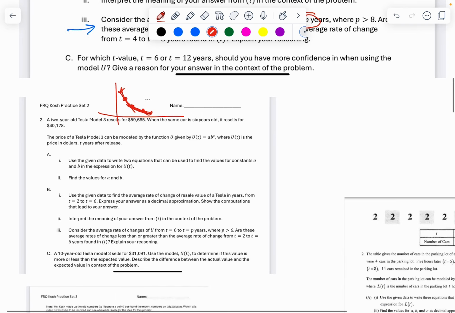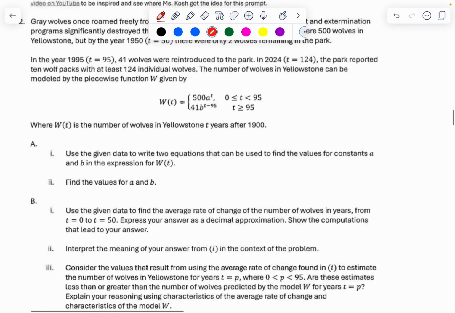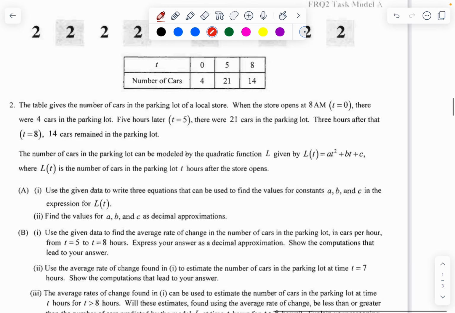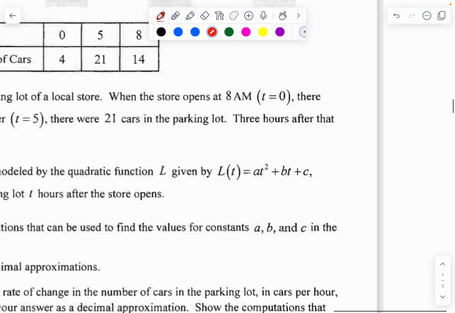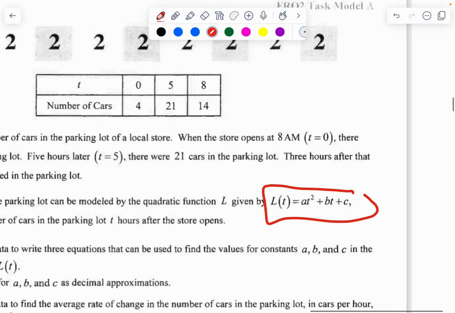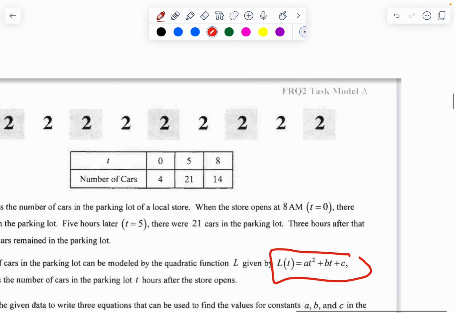What were the other ones that we looked at? More exponential growth. I don't want to look at it. Or exponential growth or decay, I already did both of those. What's this one? Oh okay, so we have a quadratic right here that they're talking about. Notice I'm not working the whole problem. I'm just talking average rate of change.